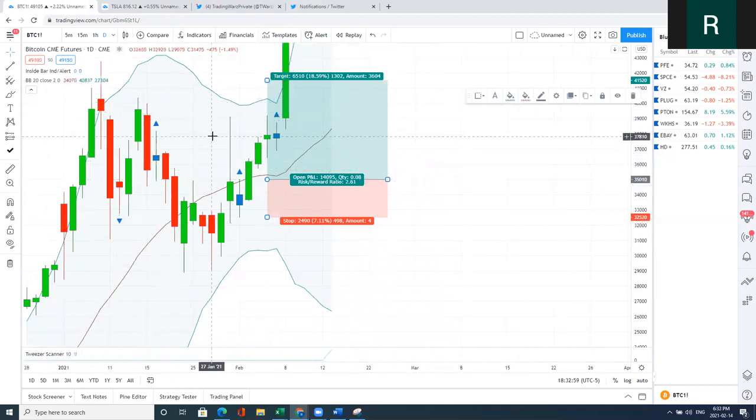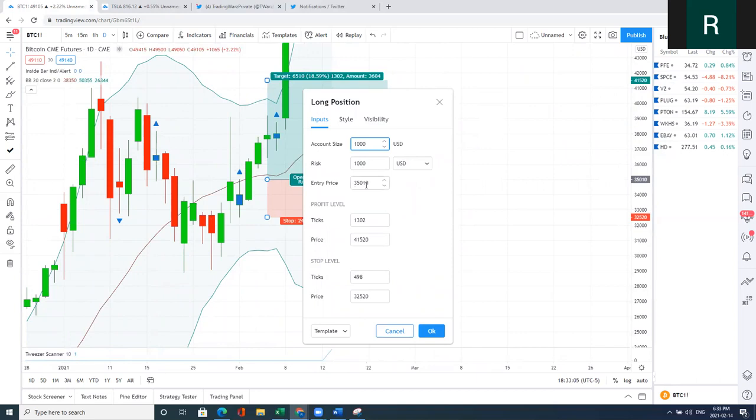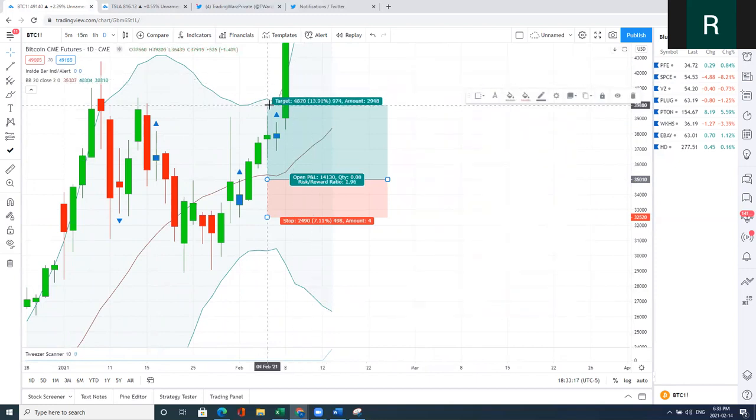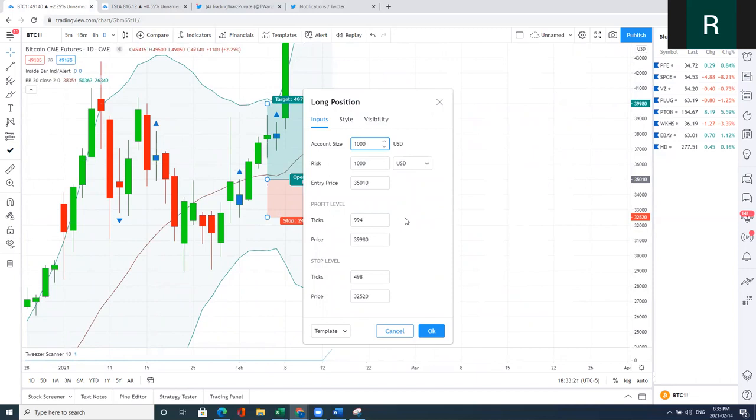So this is the futures market. That's how you would set it up in your broker, and you would do the exact same thing. You're going to put a buy stop limit, 35,010, and then your limit price will probably be 35,015. So you have to add one more level to it. Your stop loss is going to be 32,520. And then your first take profit, if we bring this down to 2, it's right there, is going to be 39,980.